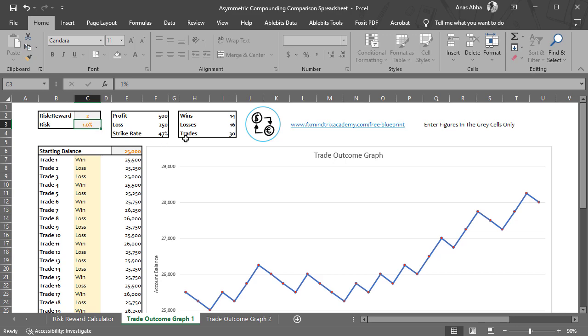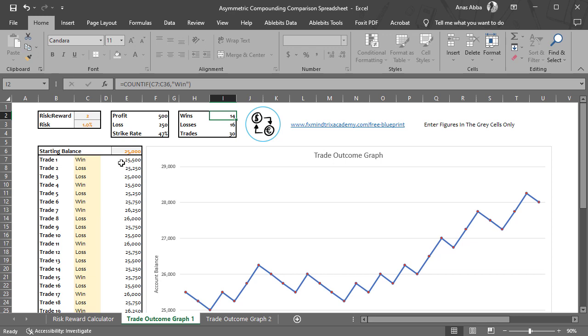Now, for this particular 30 trade sample size, it so happens that you have a strike rate or a win rate of 47%. This simply means that out of the 30 trades you took, 16 of them were losers and 14 of them were winners. But because you're trading with a high reward to risk ratio, you still ended up making money from this particular sequence of trades. But here's where it gets interesting, okay?